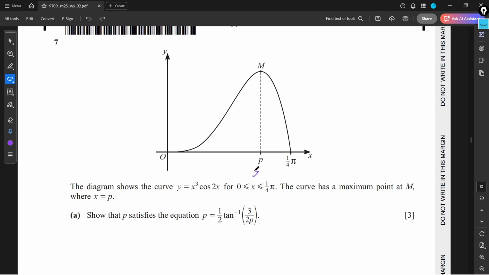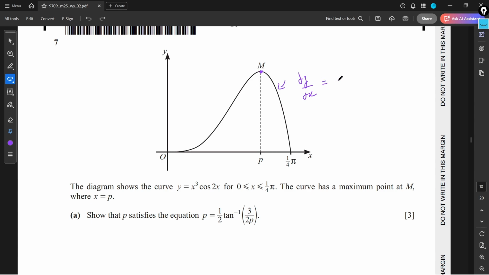And because I know that P belongs to the x coordinate of the stationary point, how do I solve this? The first step would be to find the gradient function of this given curve. That is simply dy dx. And then at this point, that is the maxima, I know that the gradient becomes 0.